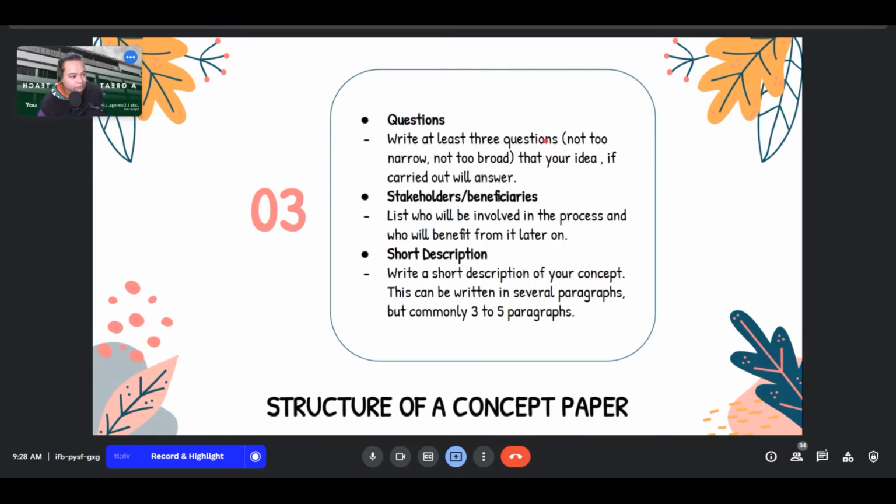Okay? Next, stakeholders or beneficiaries. Who will be involved in the process and who will benefit from it later on.